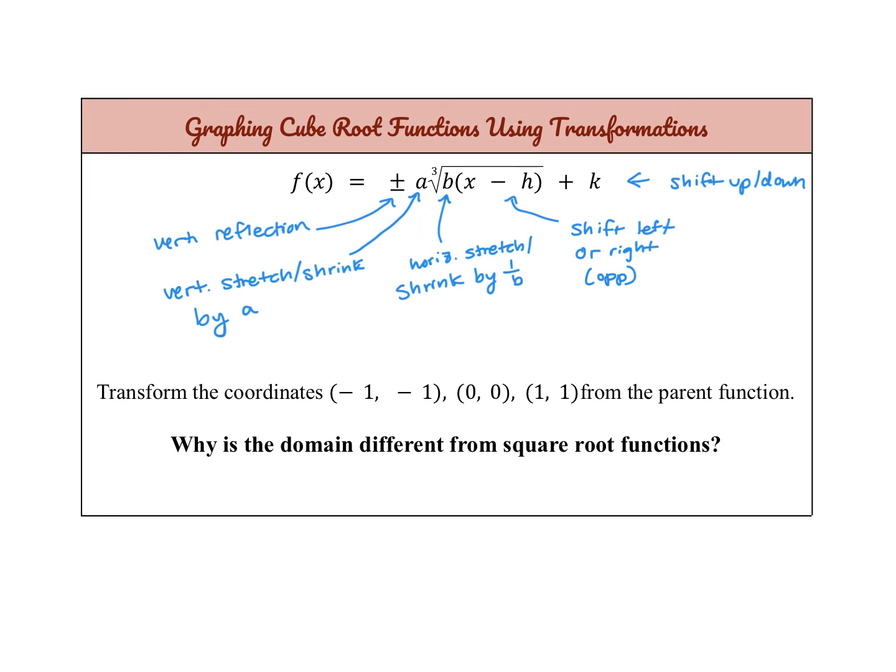So remember, for square root, we always had a restricted domain. For a parent function, it was from 0 to infinity. And the reason for that is that you can take the cube root of any number. You can take the cube root of a negative number, you can take the cube root of 0, you can take the cube root of a positive number. So since you can take the cube root of any real number, there are going to be no domain restrictions. Where for square roots, we can only take the square root of a number that is greater than or equal to 0. So a slight change there and just something to be aware of.